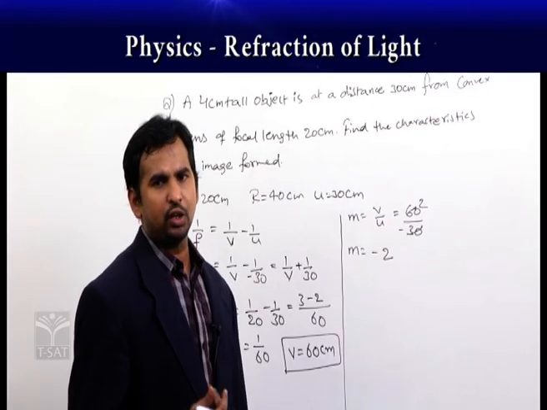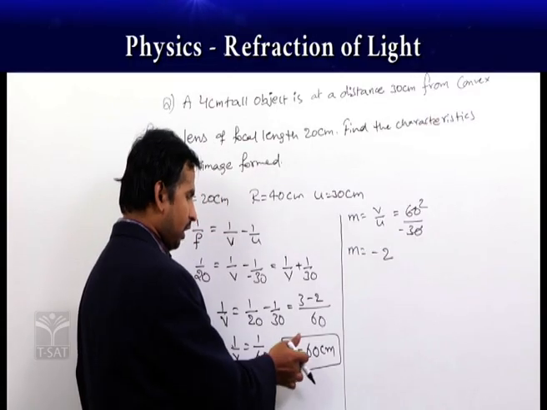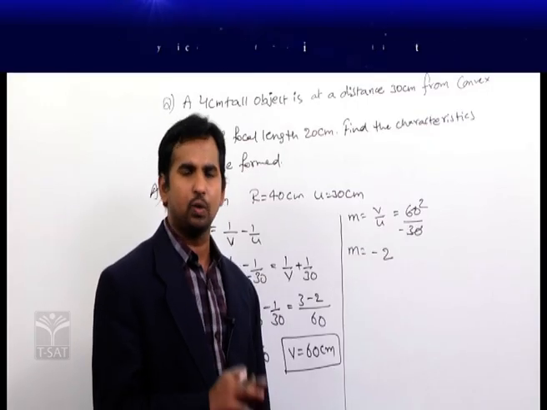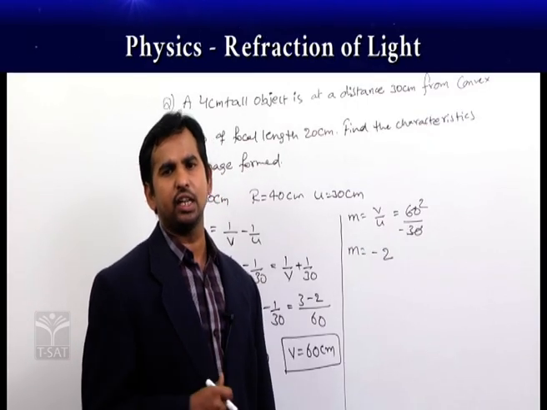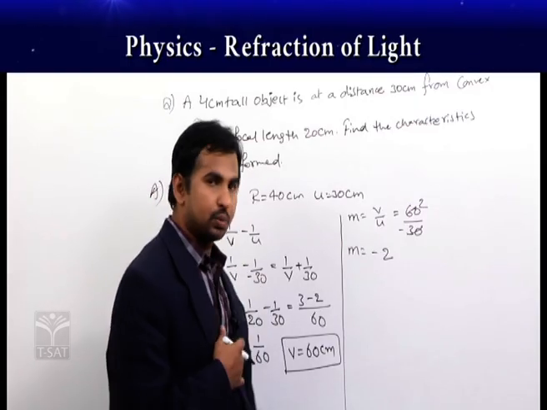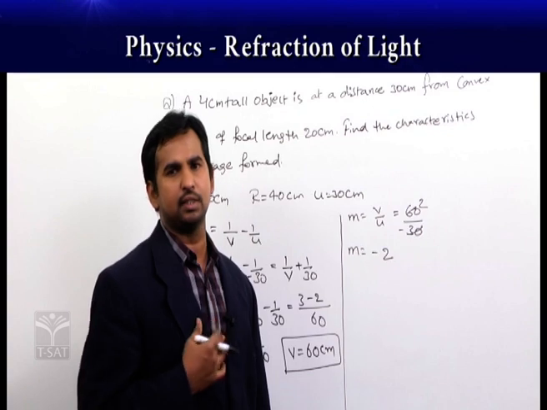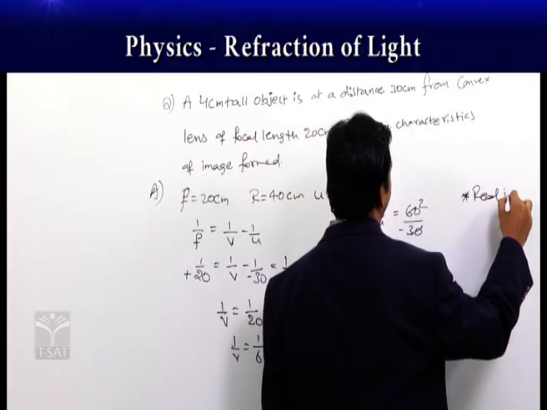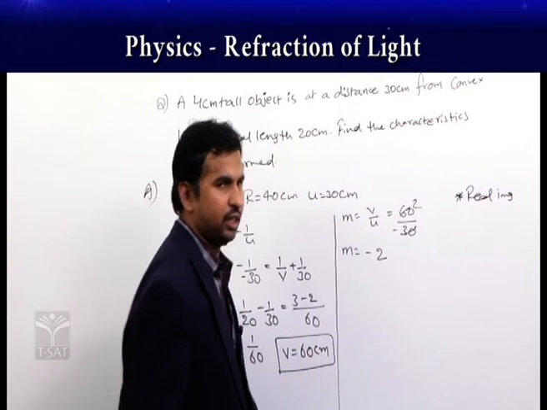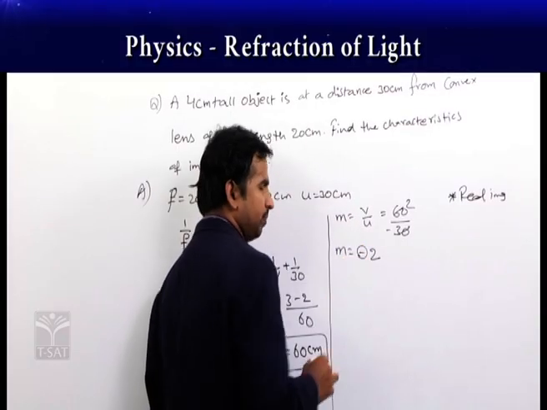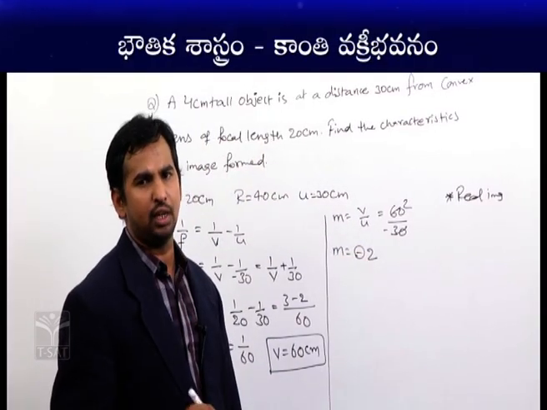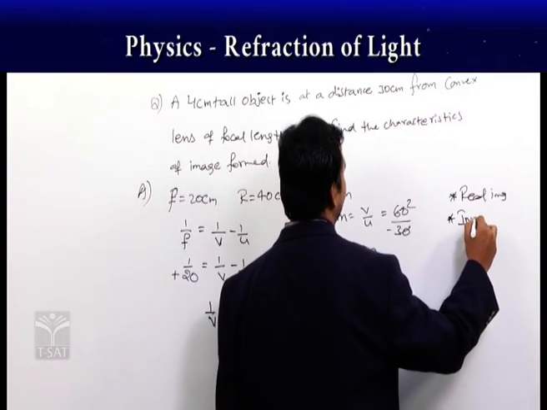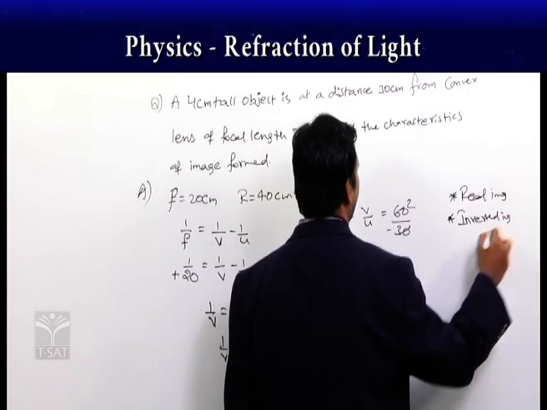So finally we got two important characteristics. The image distance is plus 60, which means the image is formed after the lens, in the direction of the incident light rays, and being positive it is a real image. And from the magnification we get a negative value, which represents that the image formed is below the principal axis, so it is going to be an inverted image.